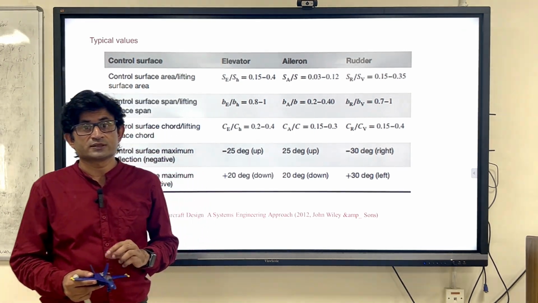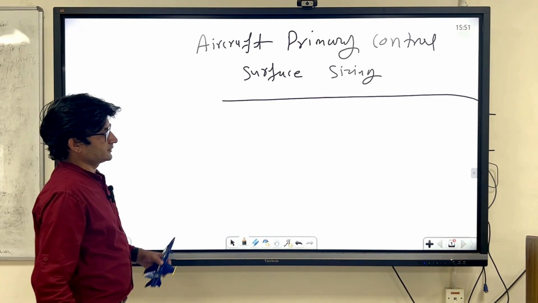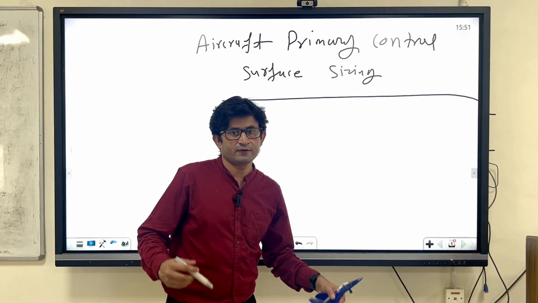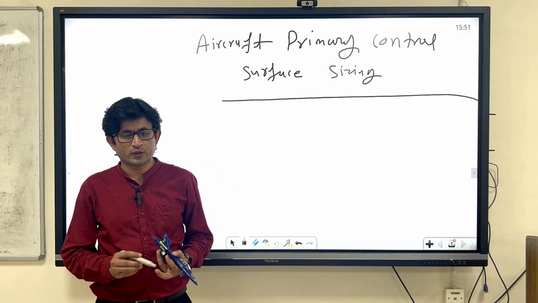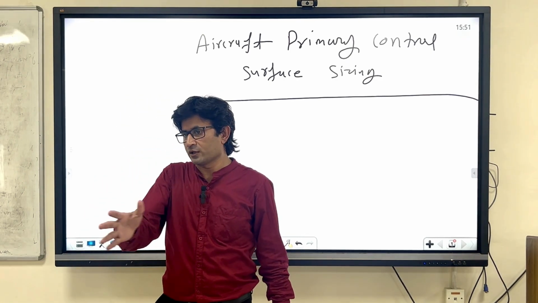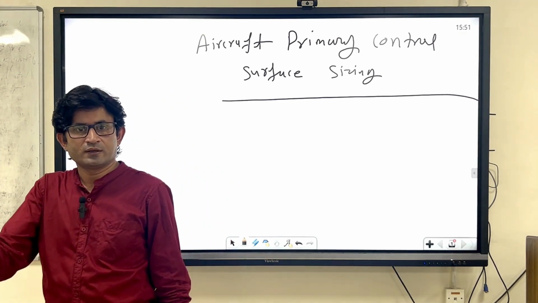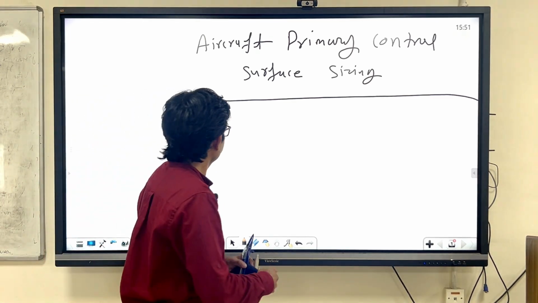So based on this you can size the control surface chord. Okay, and apart from this historical data, there is some kind of requirement that can also come. For example, if the requirement is given, you have to have a bank of almost 60 degree, 45 degree or 80 degree within 3 seconds. That is the requirement.